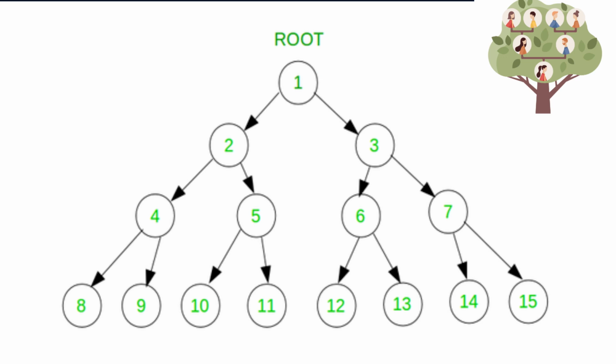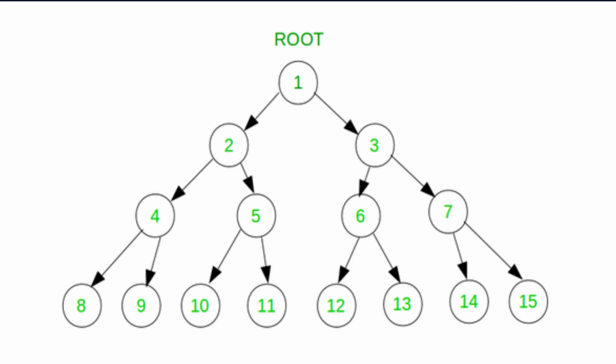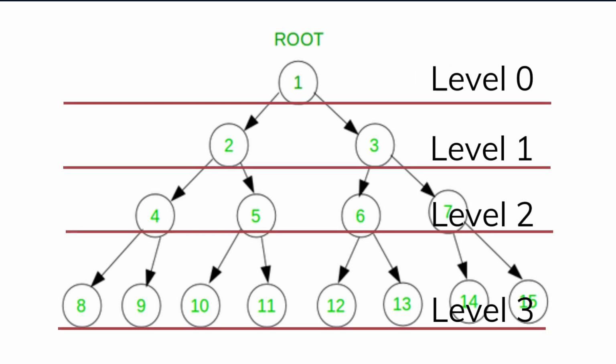Now, how do trees work? Well, each node in a C++ tree represents a piece of data, and the connections between nodes represent the relationships between the data. For example, in a file system tree, the root node represents the root directory, and its children represent the directories and files within it. Trees can have multiple levels, with the root node being at level 0, its children at level 1, their children at level 2, and so on.